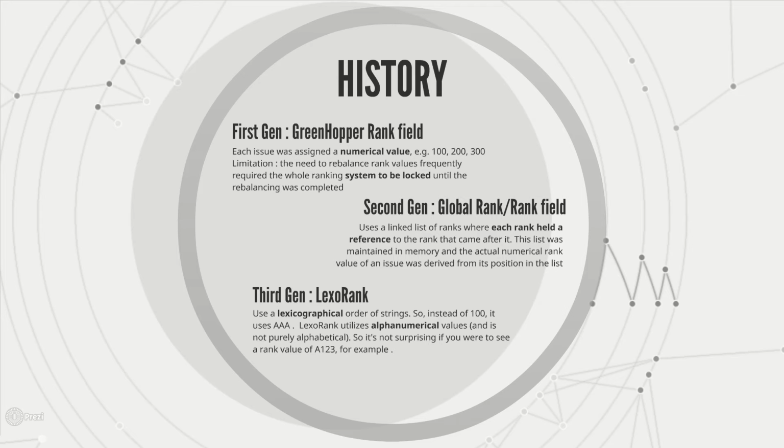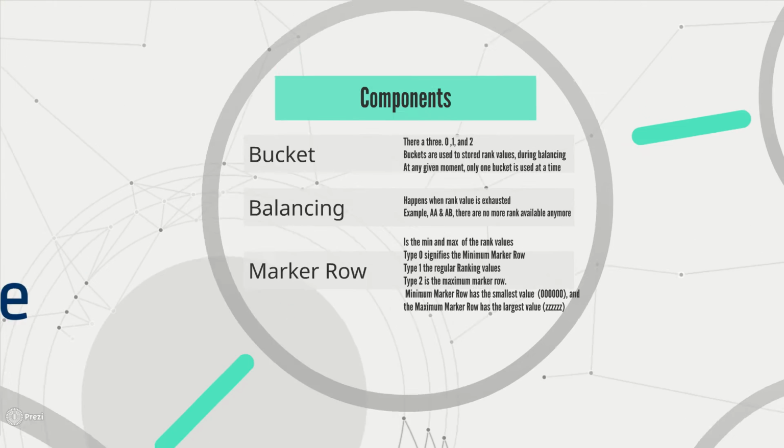So what we have introduced in the third gen is using the lexicographical order of strings. This is the difference from the numerical value. Instead of 100, for example, as a basic value, it uses AAA, something like that. It uses a combination of both letters and numbers. So basically the rank value will be something like A1, 2, 3, for example. All right, so let's go to the next slide.